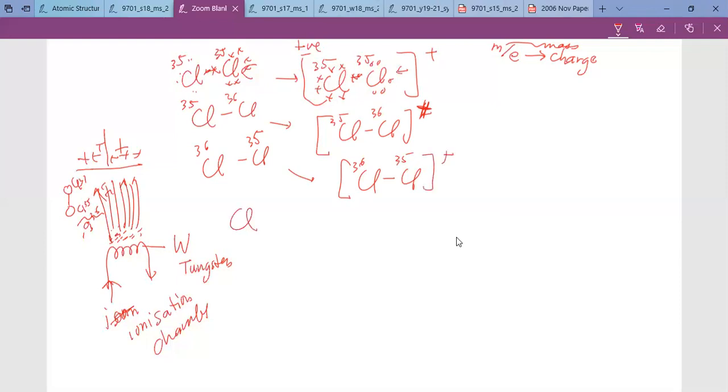Then a Cl30. Oh, sorry. What am I doing? 37. I said you guys should say it louder. You're wrong. It's very silly.